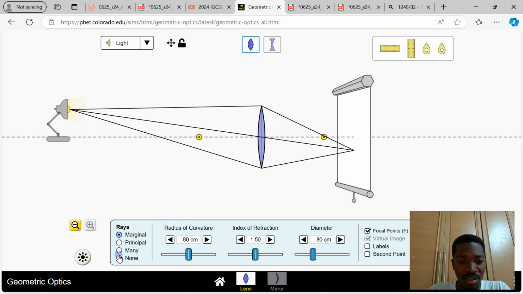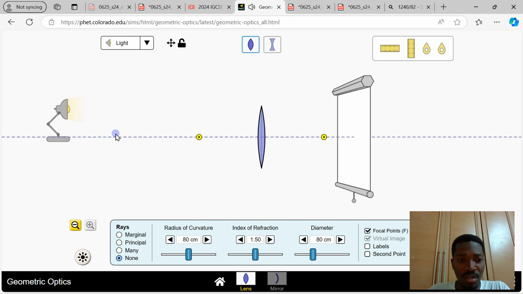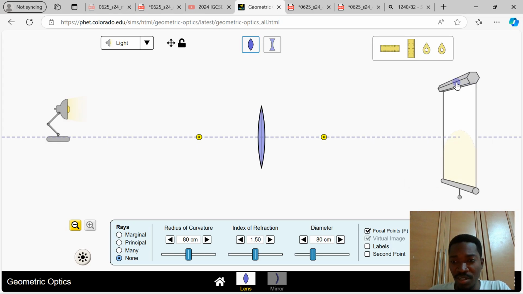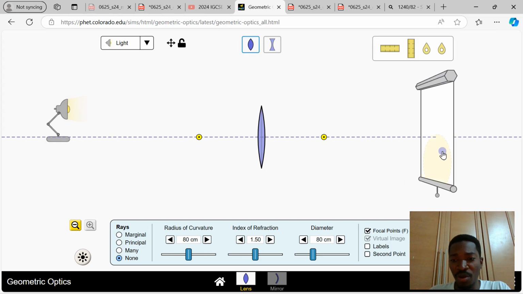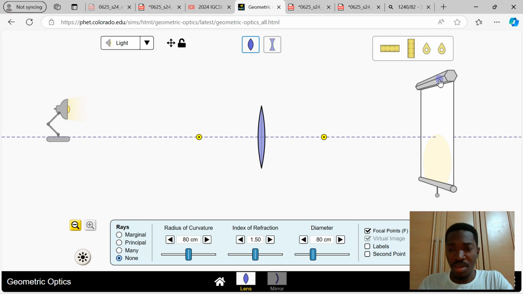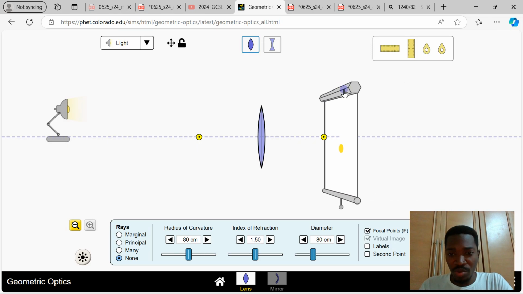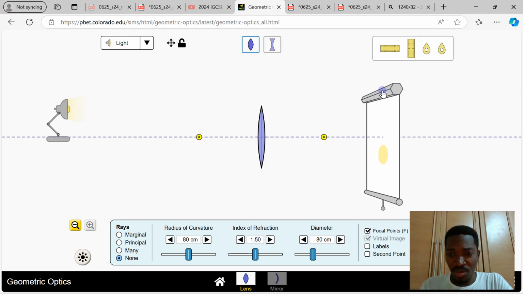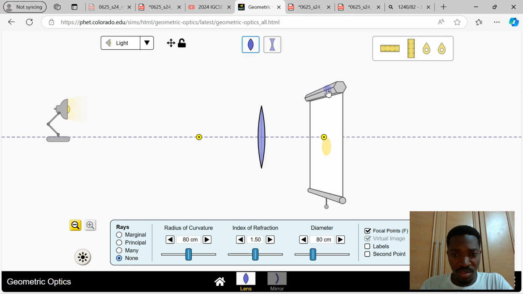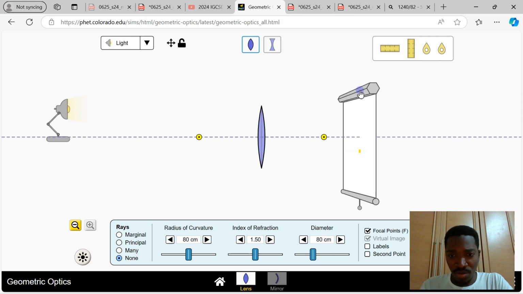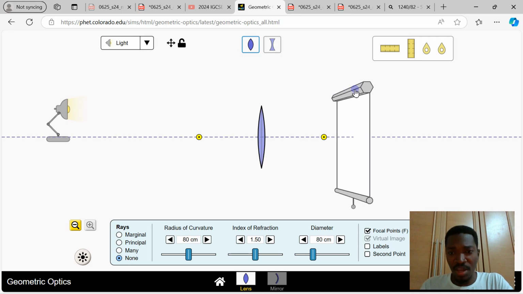But if you don't have these rays here, if I click on none so that these rays will not be shown, how do you get the position of the image? This is what you do. You have the screen, and you have a blurred image. It's not sharp. If you bring it too close, you see I have a blurred image. So what you do is you move your screen backwards, you move it forward a bit, you move it backwards a bit, until the image is sharp. This is where the image will be formed.